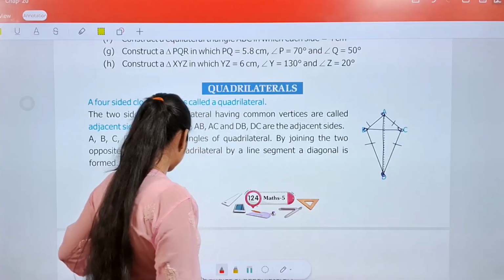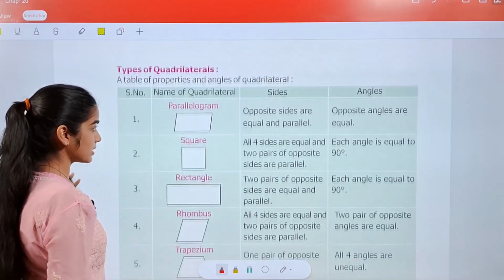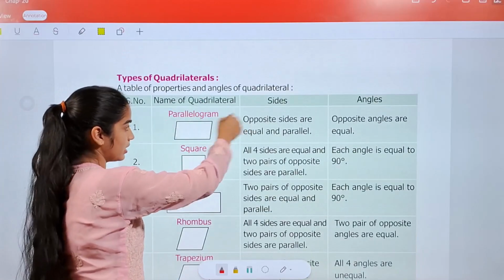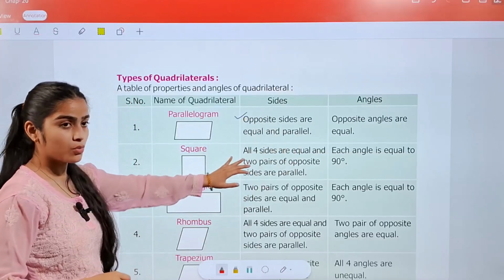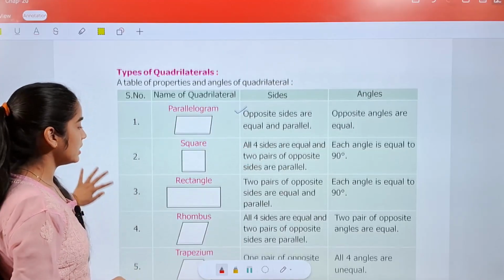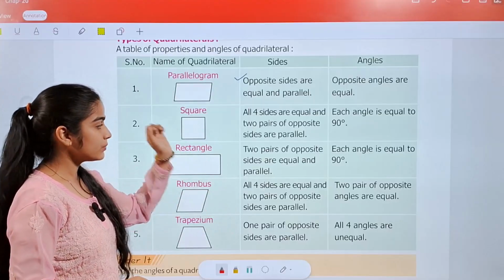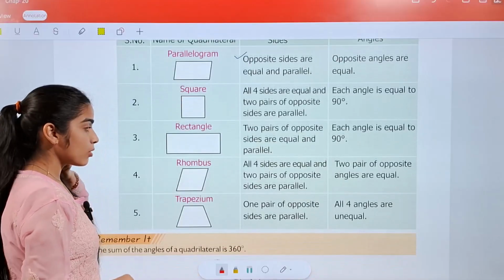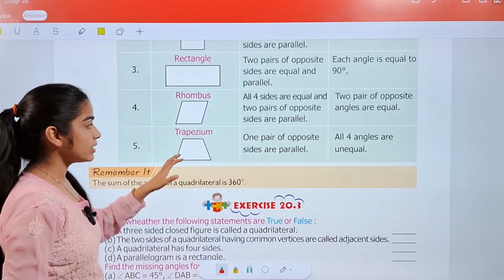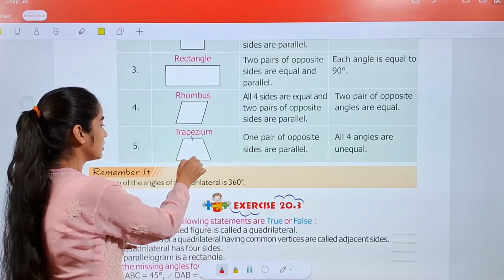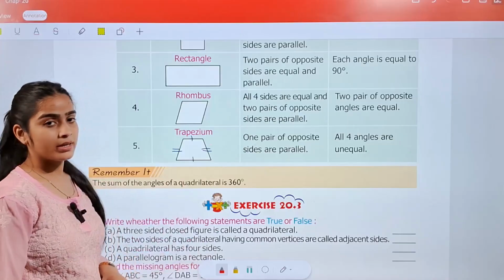Okay, next we have types of quadrilaterals. So we have parallelogram, square, rectangle, rhombus and trapezium, and we also learn about their properties. Opposite sides are equal and parallel in a parallelogram. In a square, all four sides have equal length and each angle is equal to 90 degrees. In a parallelogram, opposite angles are equal. In a rectangle, all angles are equal to 90 degrees. Two pairs of opposite sides are equal and parallel. In a rhombus, all four sides are equal and two pairs of opposite sides are parallel. In a trapezium, one pair of opposite sides are parallel to each other, and all four angles are unequal.